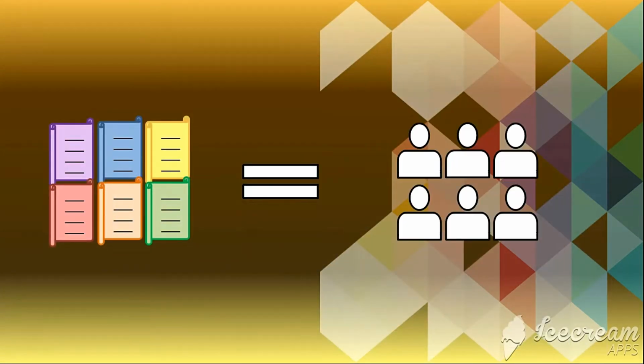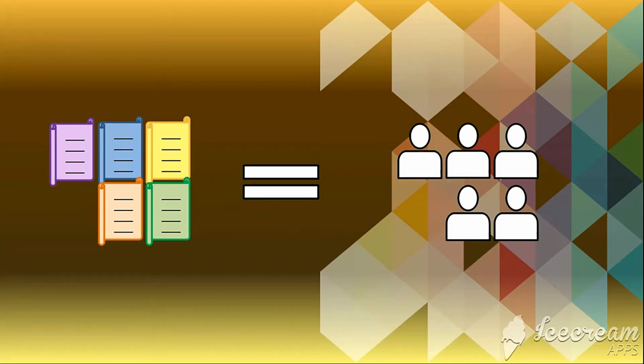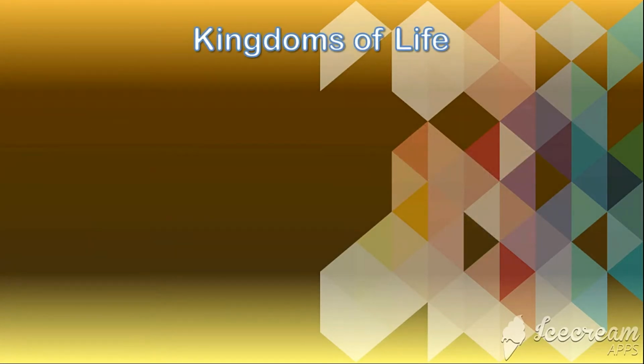It's important to divide the content into the same number of chunks as the number of students in each group. So if you have 6 students per group, break your content into 6 chunks. If you're only going to have 5 students in each group, then you'll only need 5 chunks.